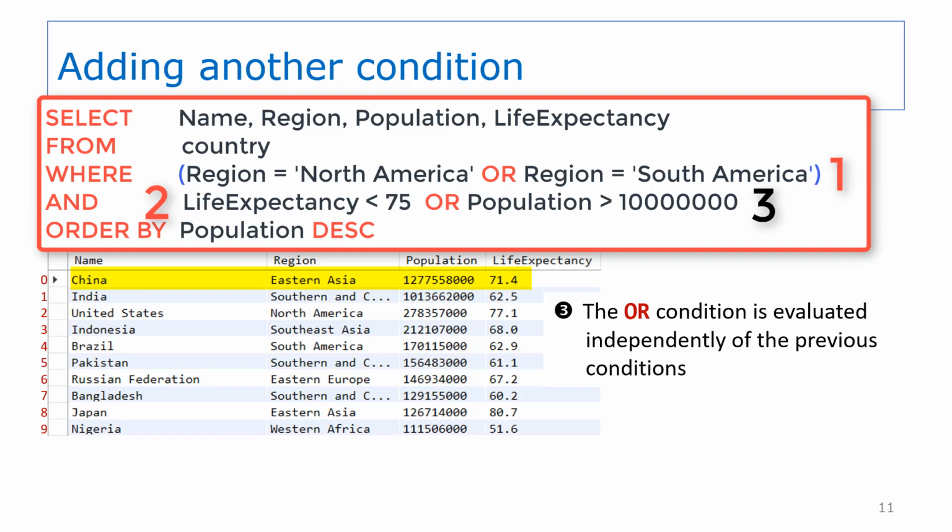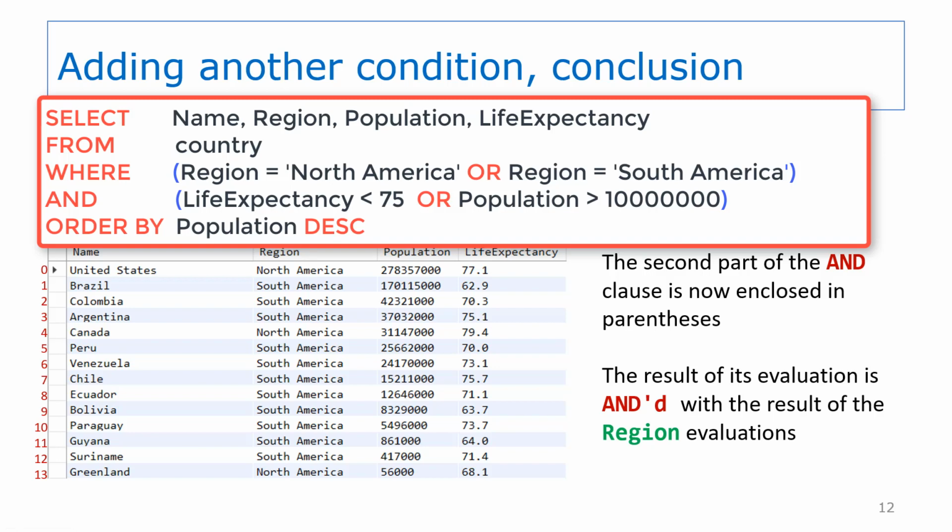That's not the end of the story. The population test at item 3 now comes into play. It turns out that the population of China is well over 10 million, so the result of the test at item 3 is true. Because we now have a true value on one side of the OR, the row for China is included in the result set.